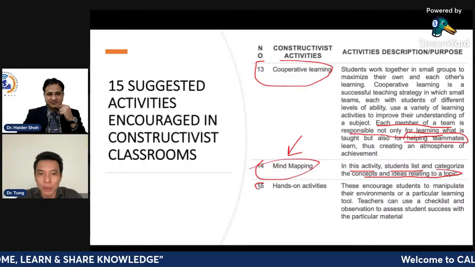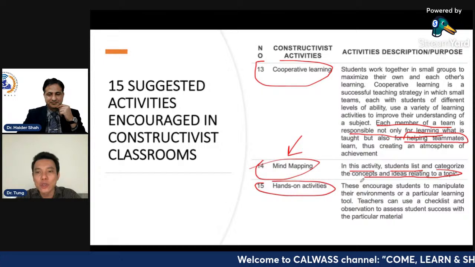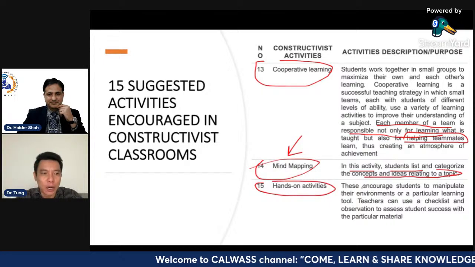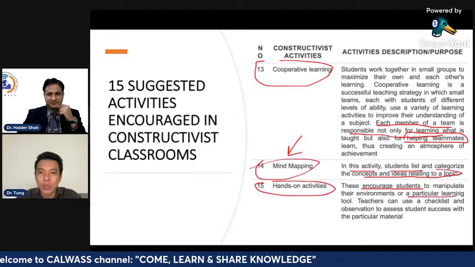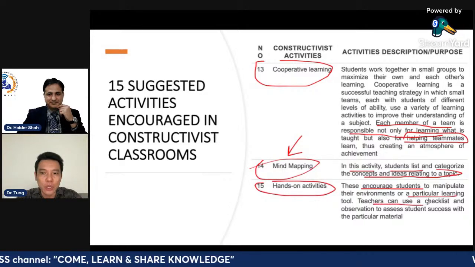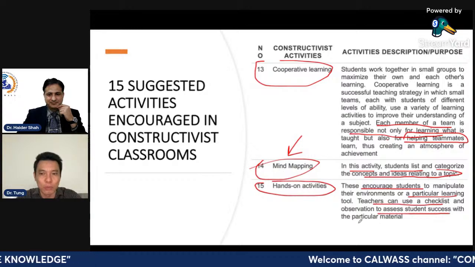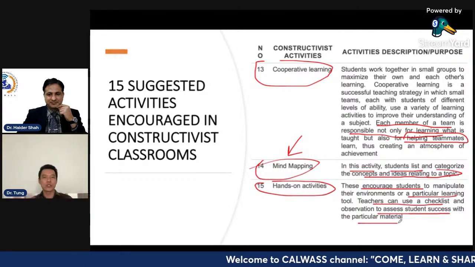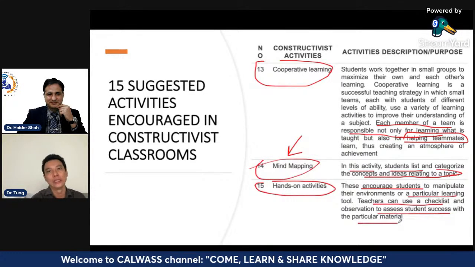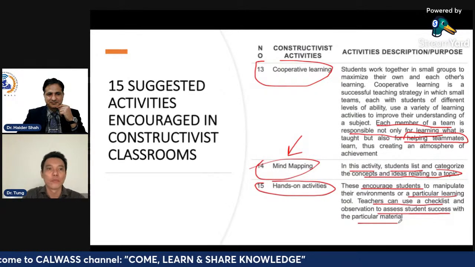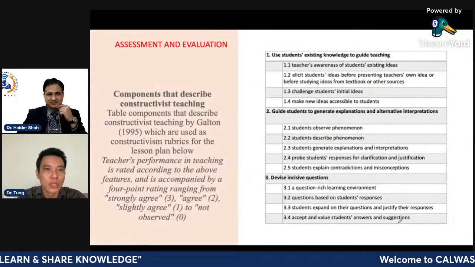The last one, number 15, I call hands-on activity. Hands-on activity encourages students to manipulate their environment or a particular learning tool. The teacher can use a checklist and observation to assess the student's success with particular material. Hands-on activity helps the student practice and apply what they are learning so that they can remember longer. So these are the 15 activities that I can suggest to you.